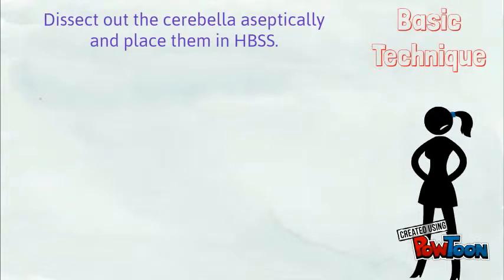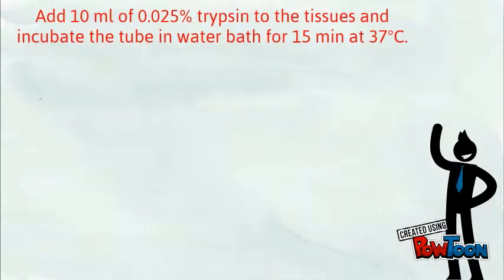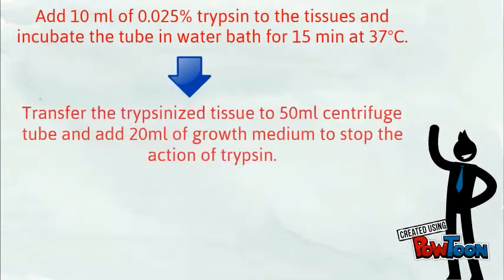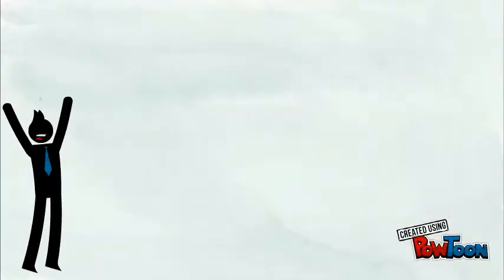The basic technique. First, dissect out the cerebella and place them in HBSS. After that, mince it into small cubes, then transfer it into the test tube and wash it 3 times in HBSS. Follow with the addition of trypsin and incubation in water bath. Next, transfer the trypsinized tissue to centrifuge tube and stop the trypsinization with the growth medium. Then, disaggregate it by trituration through siliconized special pipette until we can see single cell suspension.